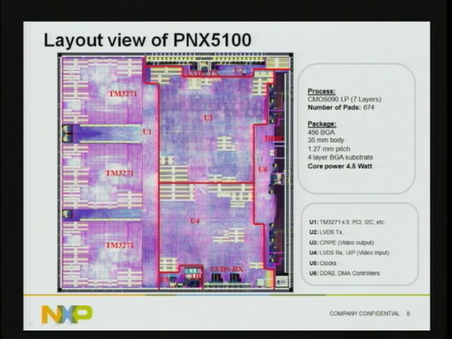This chip was built using a CMOS 90 LP process. It is in its, let's say, highest configuration placed in a BGA 456 package, a four-layer package, and the core power consumption when it's actually running at its highest performance level is about 4.5 watt. The power constraints actually were an important design criterion for this chip, as we do not want to have heat sinks or other active power or cooling systems on these chips.